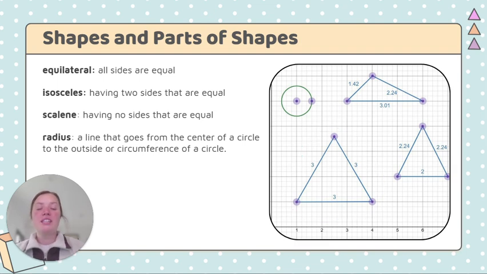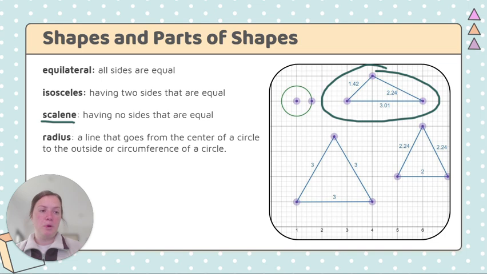Up next, we have isosceles triangles. Isosceles triangles have 2 sides that are equal. And we have this example right here. We can see that we have 2 sides that have 2.24 in length, and then our base here is 2. So this is, in fact, an isosceles triangle. The third type of triangle is a scalene triangle, and scalene triangles have sides that are all different, so none of the sides are equal to each other, like you can see in this example.